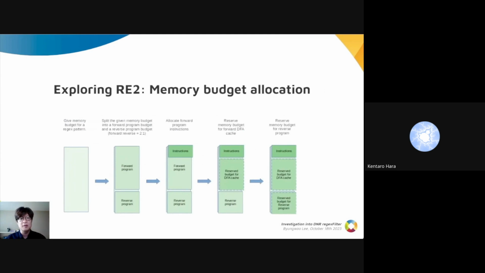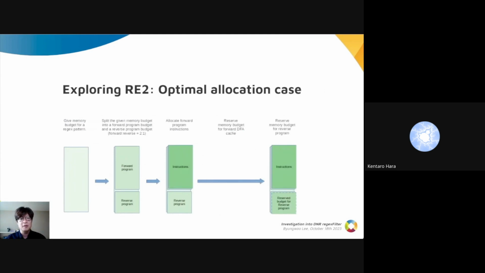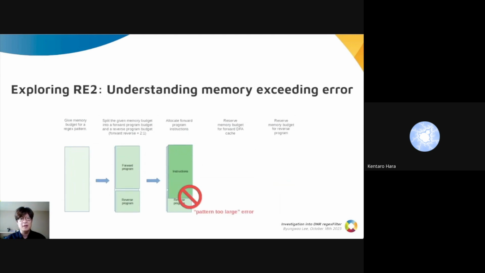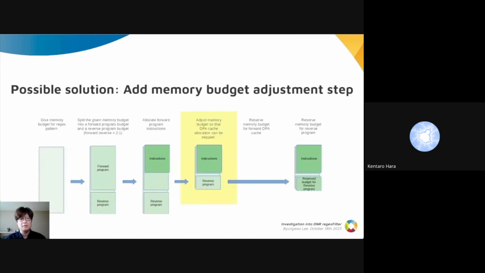We explored how budgets are allocated, what is the optimal case, and when memory errors occur. Our investigation led us to a potential solution, adding a step to turn a non-optimal allocation into an optimal one. This would enable Chrome to set optimal memory budget for each regex filter. Then we can increase the limit for each filter.